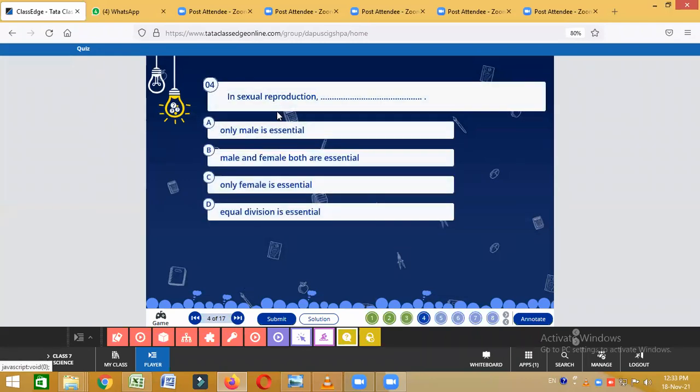Now the next question is, in sexual reproduction, options are only male is essential, male and female both are essential, only female is essential, and equal division is essential. So now, Tanmay, tell me the answer. Ma'am, male and female both are essential. Very good, good, very good.